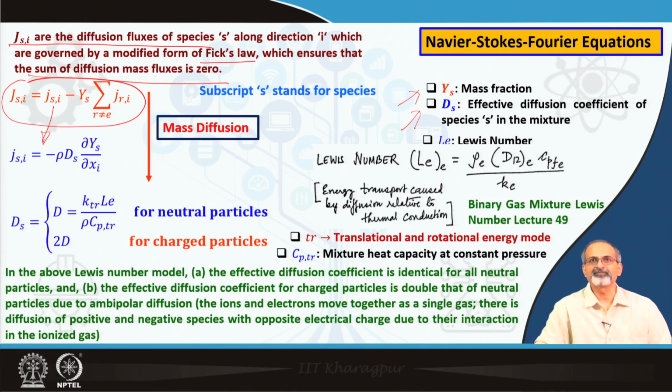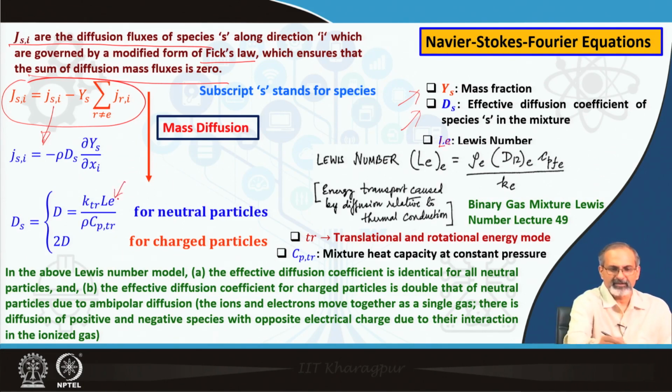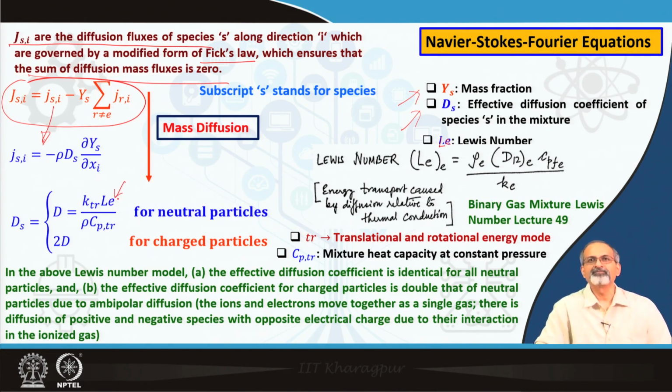s in the mixture. Then Le, which figures in this equation, is the Lewis number, and you remember having learnt about it in an earlier lecture, lecture 49, where we had written down the expression for binary gas mixture, and you remember it gives us the ratio of energy transport caused by diffusion relative to thermal conduction.